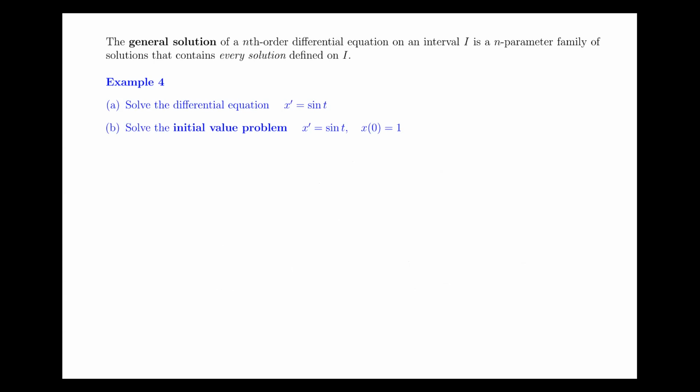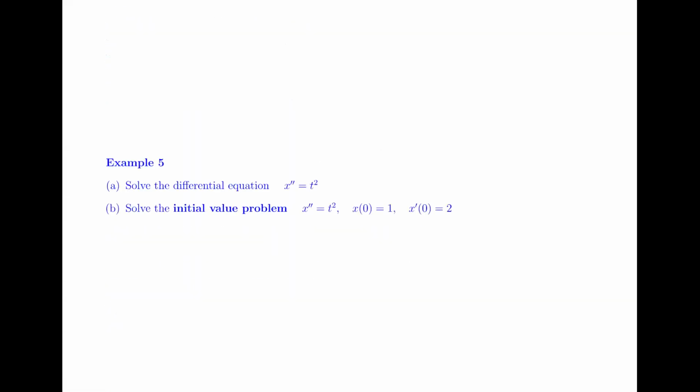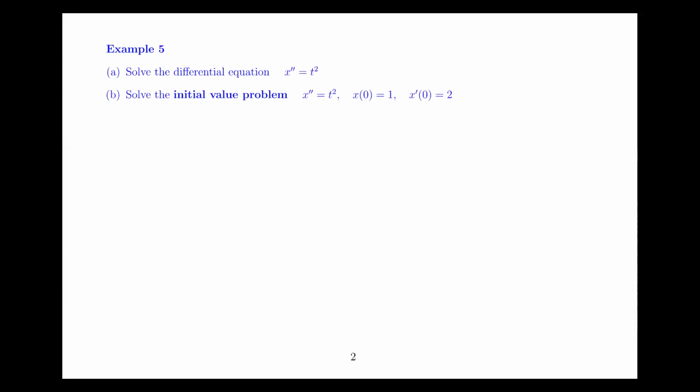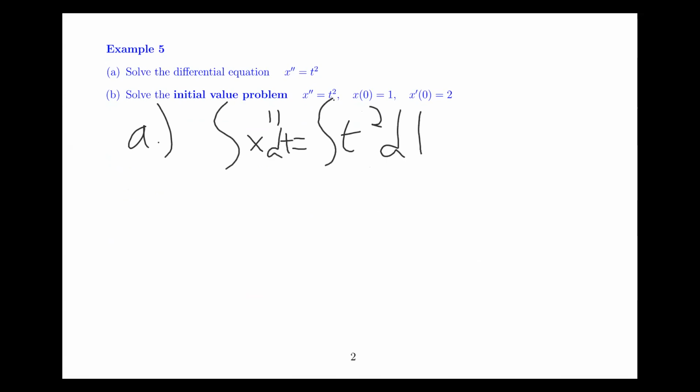All right. Now let's do the same thing for example 5. But here we have a second order derivative. Let's find the general solution here. So we start with x double prime is equal to t squared. So again, we take the integral with respect to t. And we get x prime is equal to 1/3 t cubed plus c1.